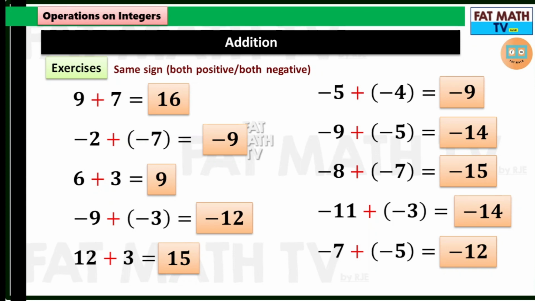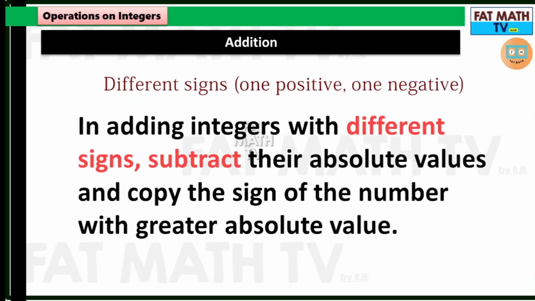So it's easy. If you're adding integers with the same sign, just add their absolute values and copy the sign. If both of them are positive, the answer is positive. If both of them are negative, the answer is negative. But if we're adding integers with different signs, that is, one of them is positive and the other one is negative, what we're going to do is we have to subtract their absolute values and copy the sign of the addend with greater absolute value. So you have to check the signs.